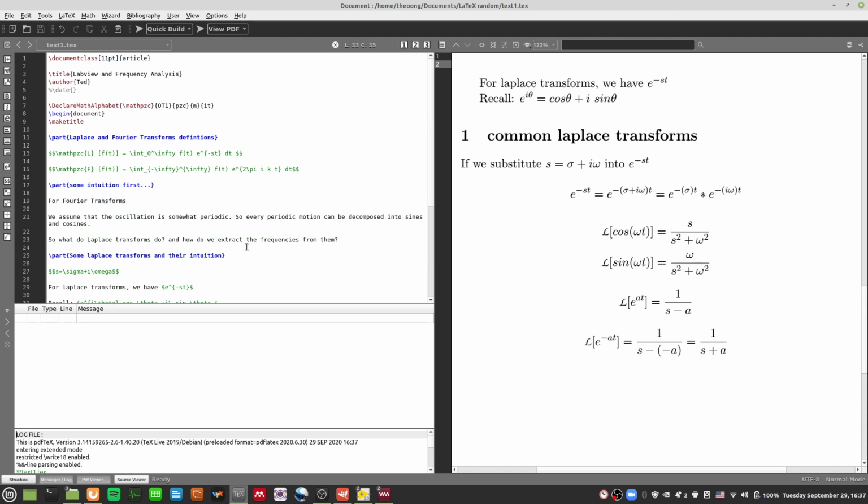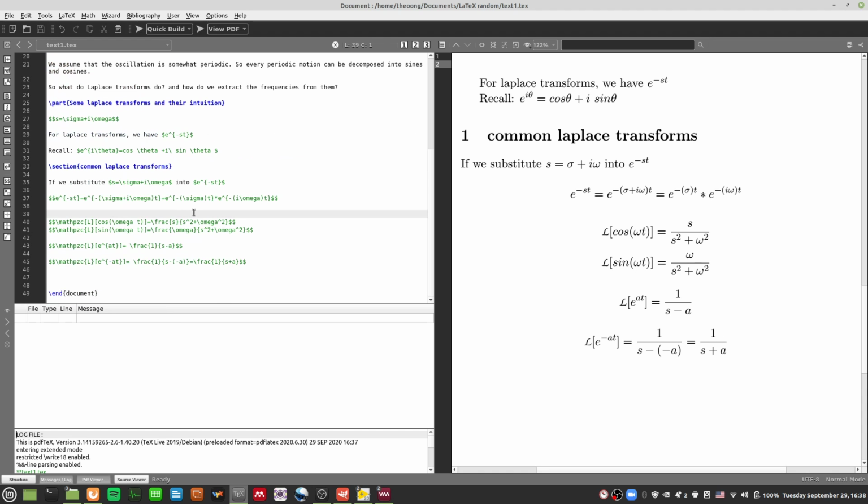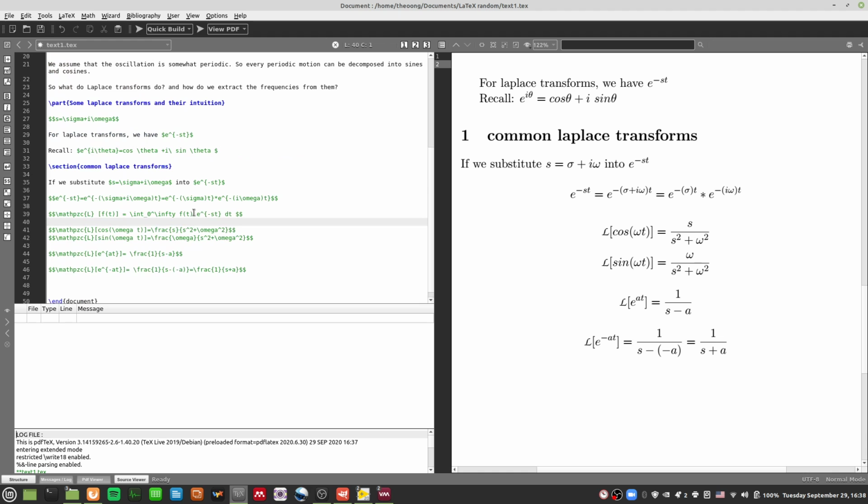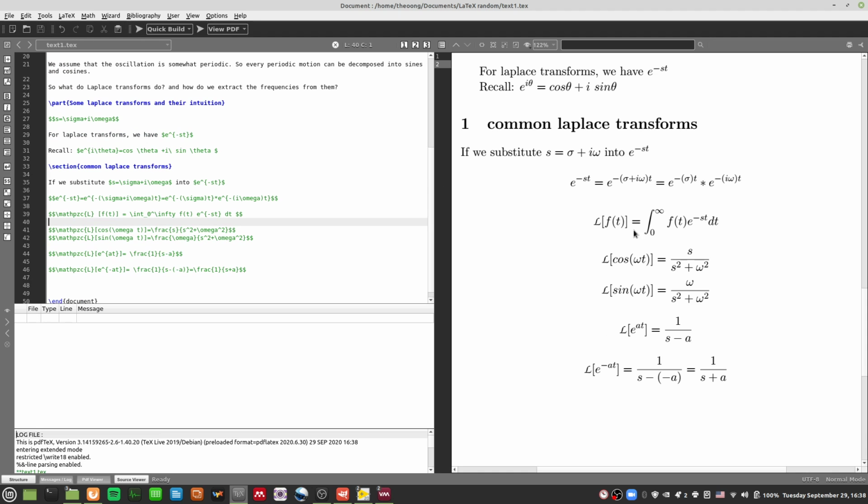Okay, so let me put the definition here so that it's easier for you to see what's actually going on. Remember, Laplace of some function f of t is equal to this. All of these here are the end results. But don't worry about the math. I want you to notice some patterns here.